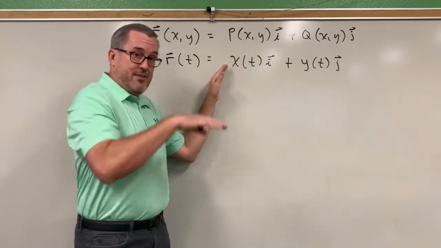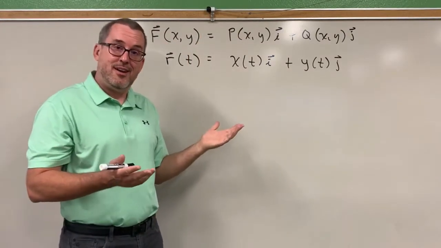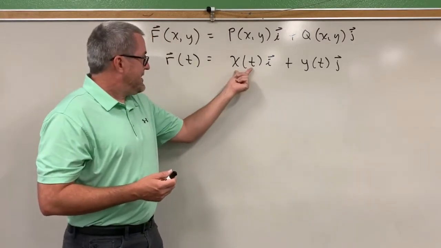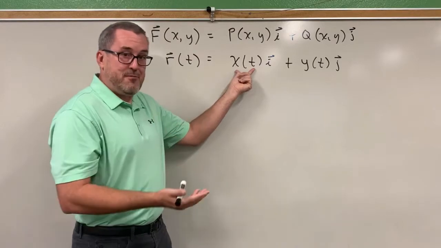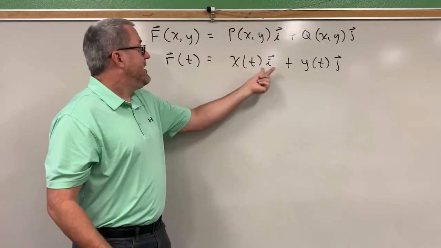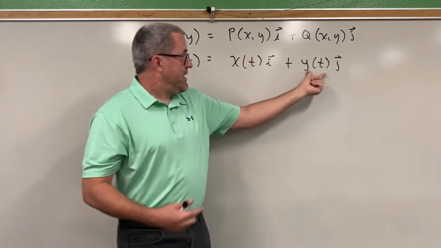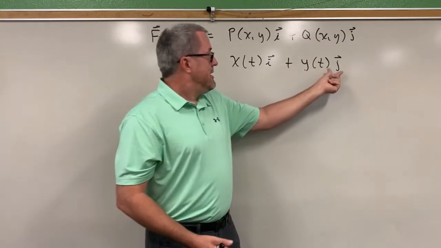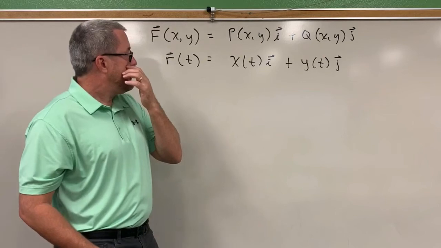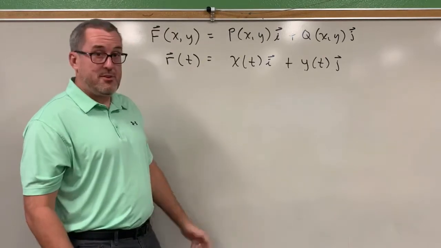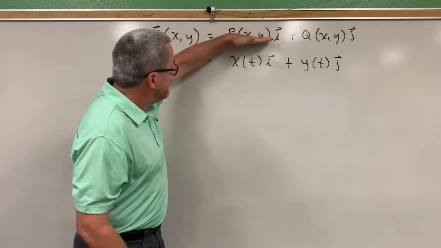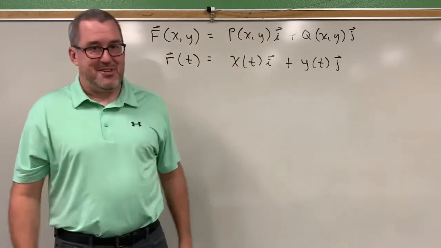Then, through that vector field, you have a curve. Now, when the curve is parameterized, that curve will have an x component, which will be some function of the parameter t, for the i component. And then y will be a function of the parameter t, as the j component of this parameterized curve, or vector-valued function. So, in general, vector field, parameterized curve.